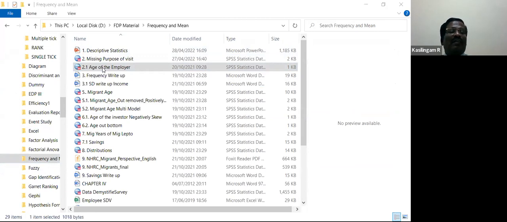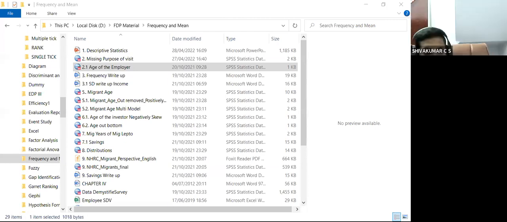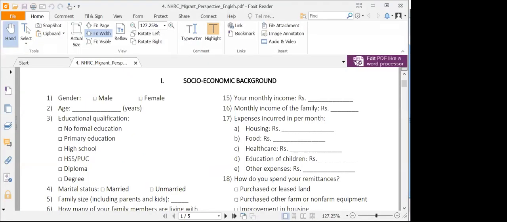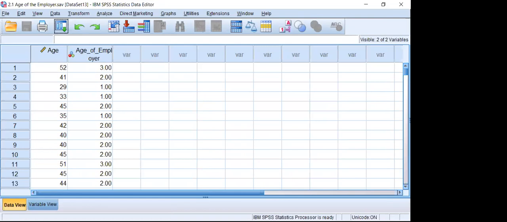So now I have the age of the employer. I have collected a survey from the employer of migrant laborers. So now can you see one data, madam? Can you see? Please click on that. Now can you see age or not? Yes, now it is visible. Age of employer. Right, very good.